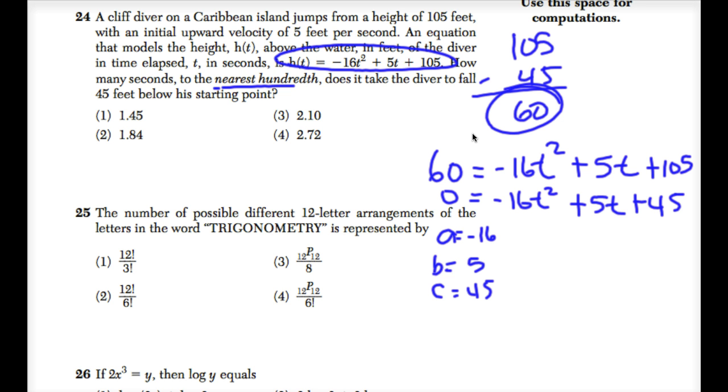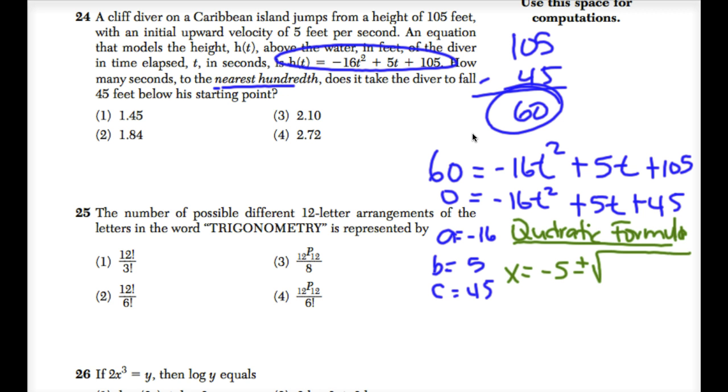I can go ahead and do my X method, or I know the quadratic formula always works, which is on my reference sheet. So using my quadratic formula, it's going to be negative 5 plus or minus the square root of b squared, which is again 5 squared, minus 4 times negative 16 times 45, over 2 times negative 16, and I'm going to take this up here.